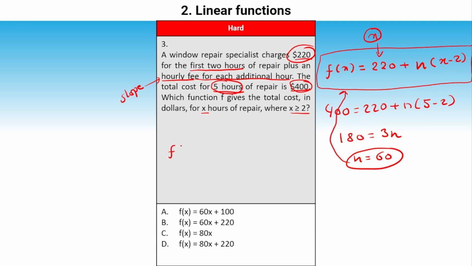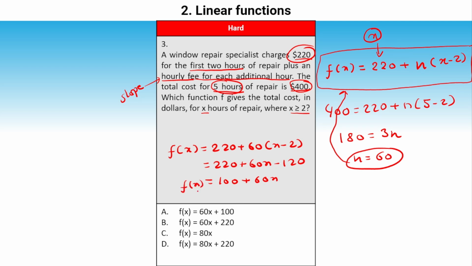That is f of x equals 220 plus 60 times (x minus 2), and that equals 220 plus 60x minus 120. So 220 minus 120 is 100 plus 60x. So this is the required function of the total cost. Okay, so A is your answer. Okay, so let's move to the next one.